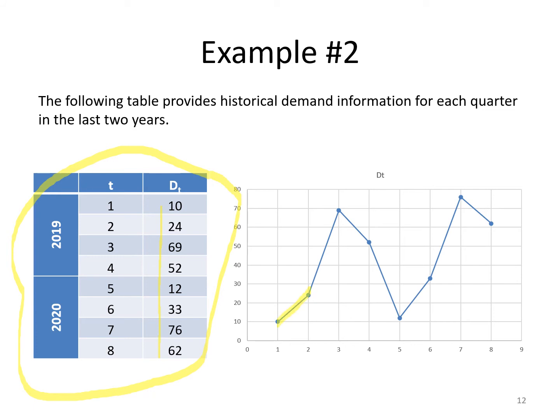As you can see here, we have a very apparent seasonality effect in the historical demand information. And of course, this highlights the necessity of using seasonality factors in developing forecasts for this data. Now, let us see how to use moving averages to estimate the values of the seasonality factors.